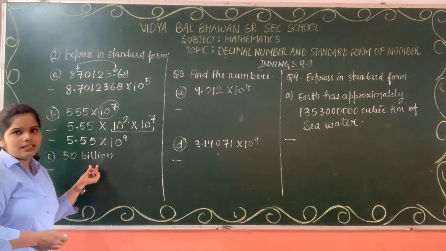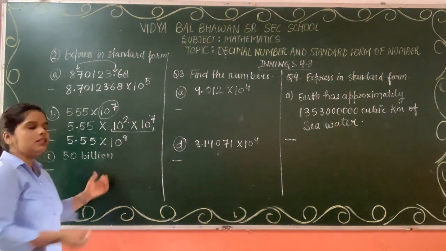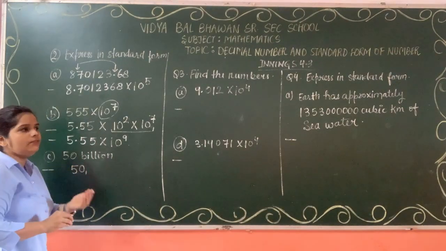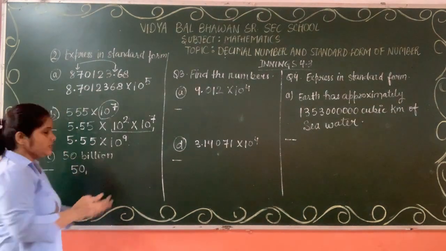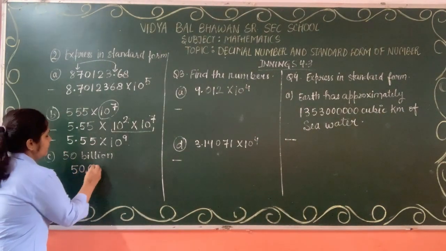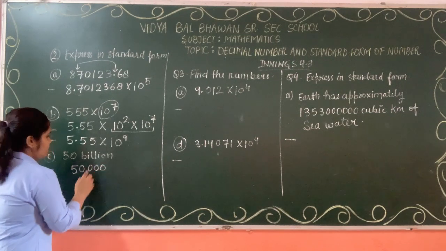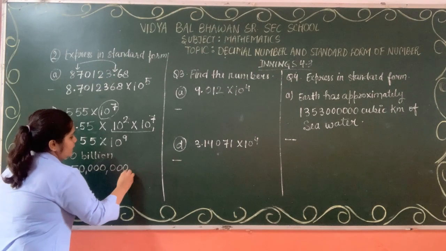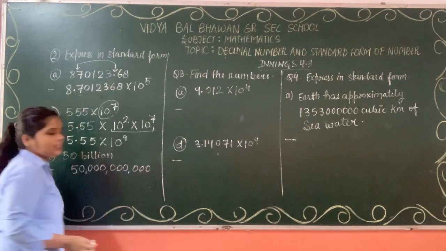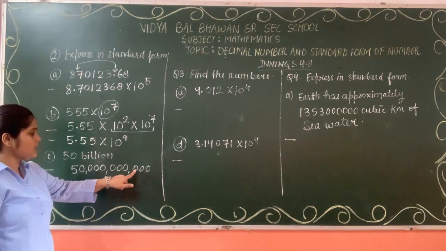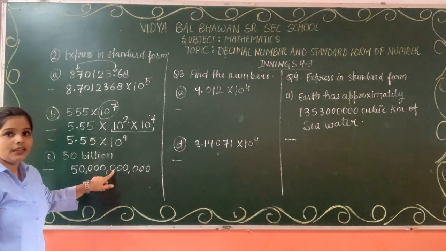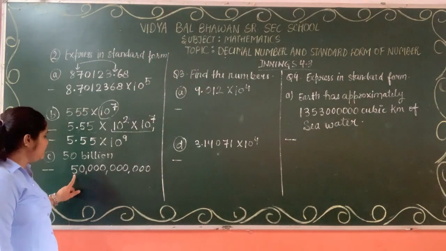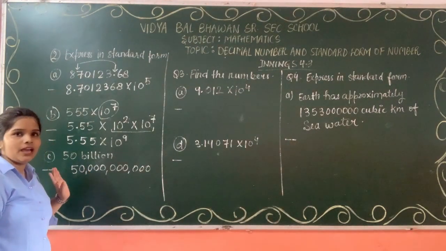Next one is easier. It is just that it is written in words. Change it into the number 50 billion. How will we write 50 billion in numbers? So we are writing it here. 50 billion will be written as, it is an international system: ones, tens, 100, 1000, 10,000, 100,000, million, 10 million, 100 million, billion, 10 billion. 50 billion we have written.